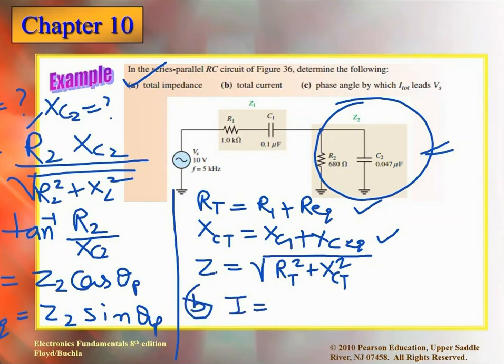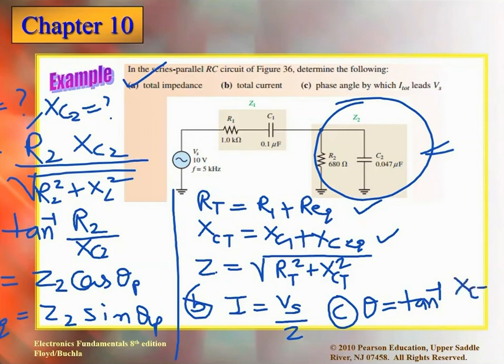Yes, Vs over Z. Now, final option, part phase angle. So phase angle, tan theta is XC over R. XC total, R total. Yeah, this total, right? Over R total. That's it.